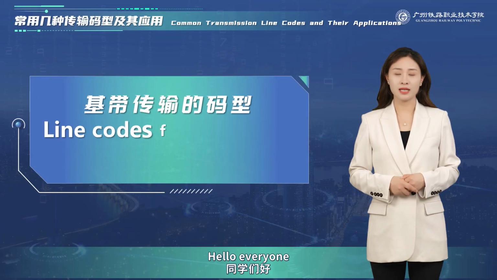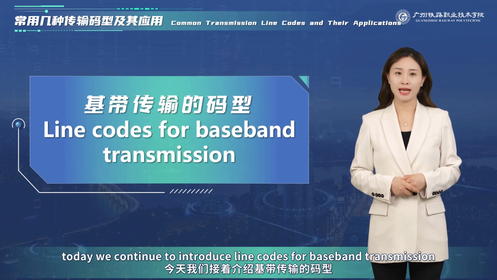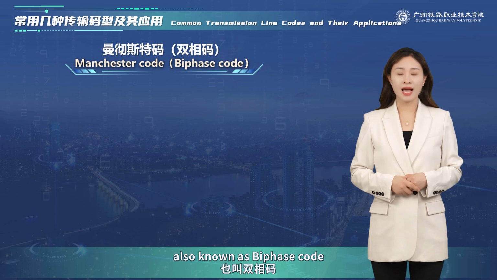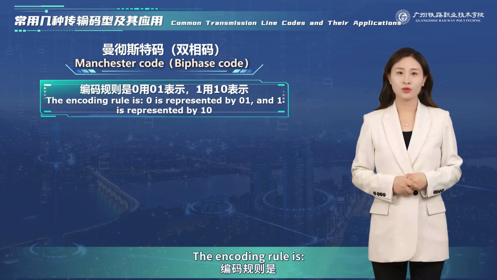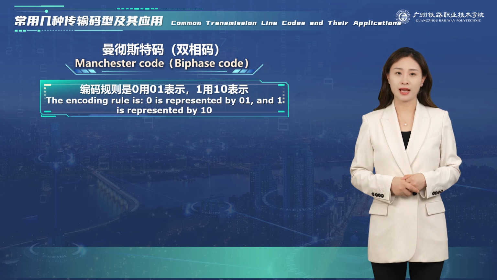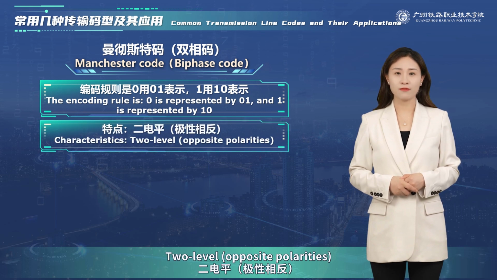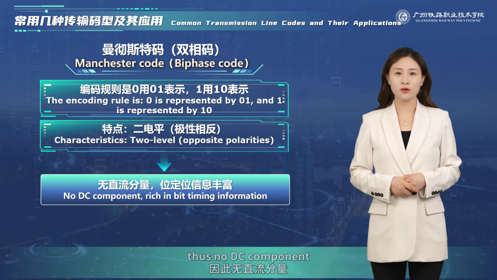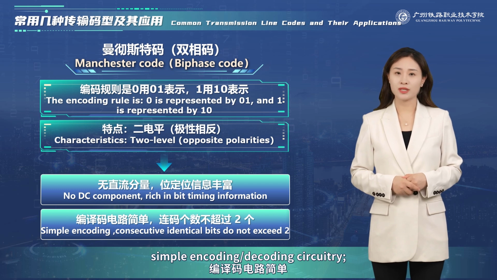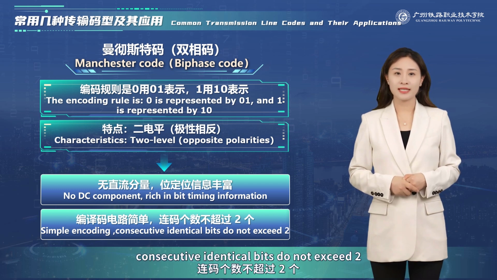Hello everyone. Today we continue to introduce line codes for baseband transmission. Manchester code, also known as biphase code. The encoding rule is that 0 is represented by 01 and 1 is represented by 10. Characteristics: 2 levels with opposite polarities, thus no DC component, rich in bit timing information, simple encoding and decoding circuitry, and consecutive identical bits do not exceed 2.